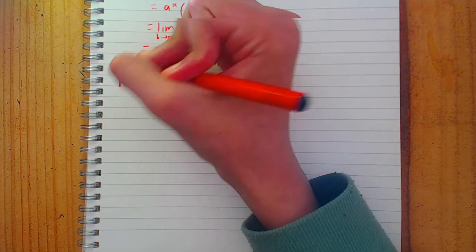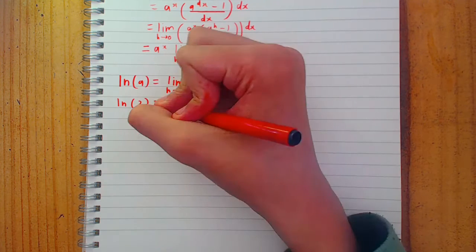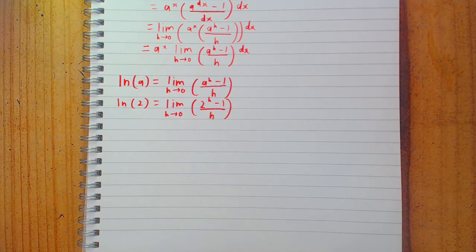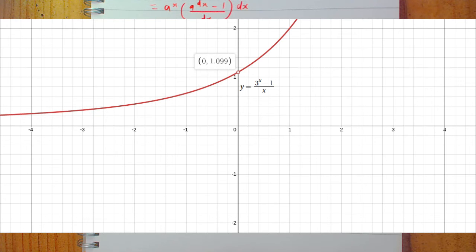Now we need to calculate the limit as h approaches 0 of (a to the h minus 1) all divided by h. We come up with a function which we call ln of a, such that ln of a is the limit as h approaches 0 of (a to the h minus 1) all divided by h. For example, ln of 2 is the limit of (2 to the power of h minus 1) all divided by h as h approaches 0. We end up with an answer of about 0.693. Similarly, ln of 3 is the limit of (3 to the h minus 1) all divided by h as h approaches 0. Here we get an answer of about 1.099.